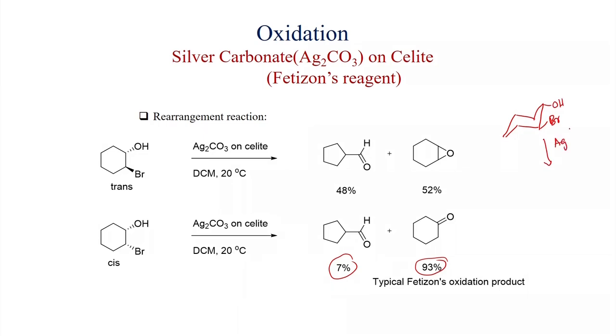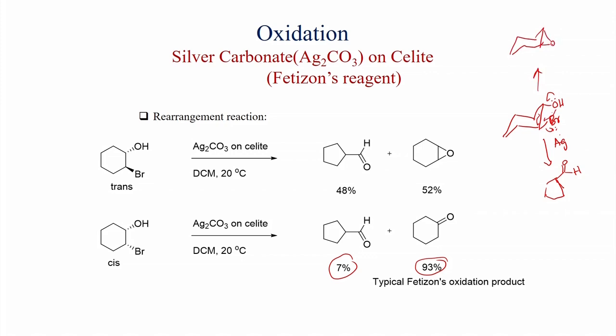Generally the bromo compound binds to the silver, and the bromo compound gets activated. Then a rearrangement will happen and you get this compound, cyclopentane carbaldehyde. And there is also a possibility of the epoxide, because they are trans, so you can also get the epoxide.